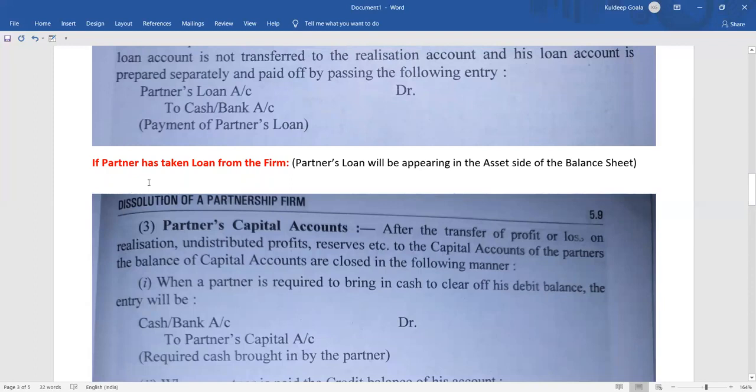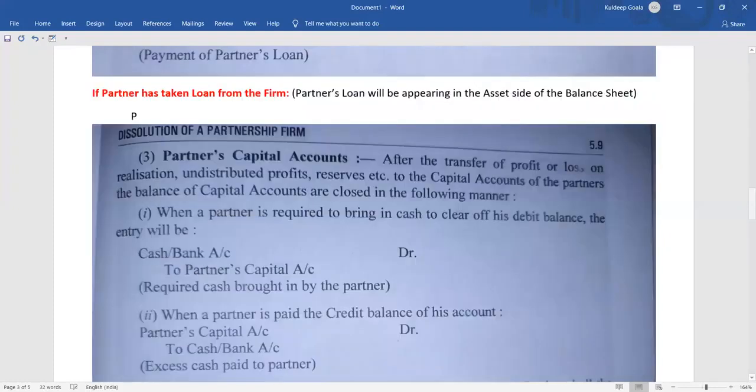We are going to take the money from the partner's capital account. The entry will be like this. Partner's capital will take it.